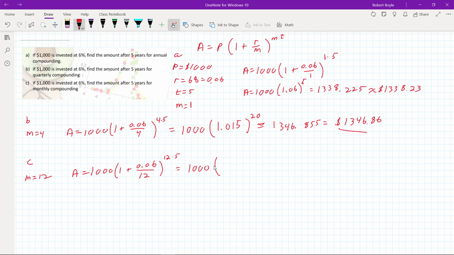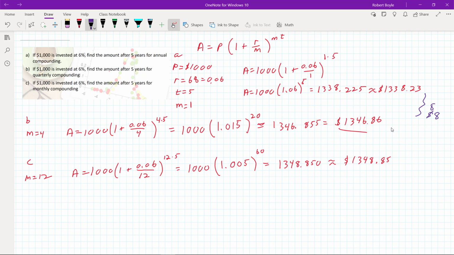Now 0.06 divided by 12 is going to be 0.005. Add 1 to that, and you're going to have 1.005 raised to the 12 times 5 power. 12 times 5 is 60. And if you compute that, you are going to have an answer of $1,348.850, and of course that will round to $1,348.85.